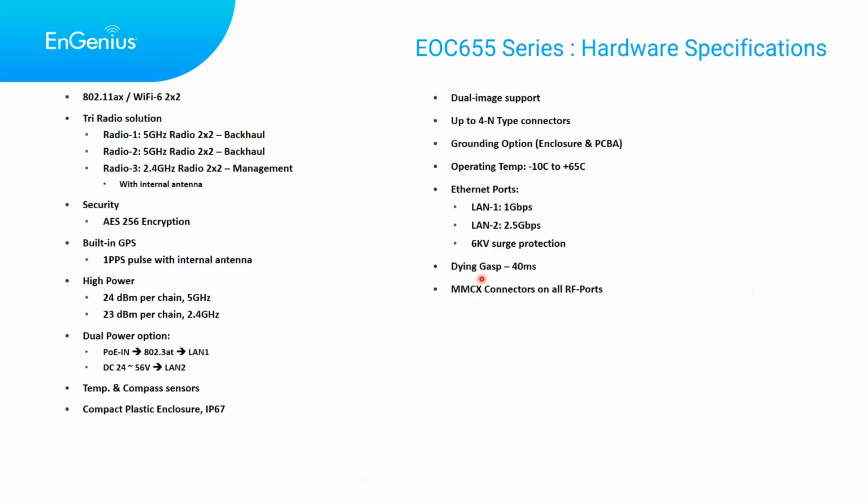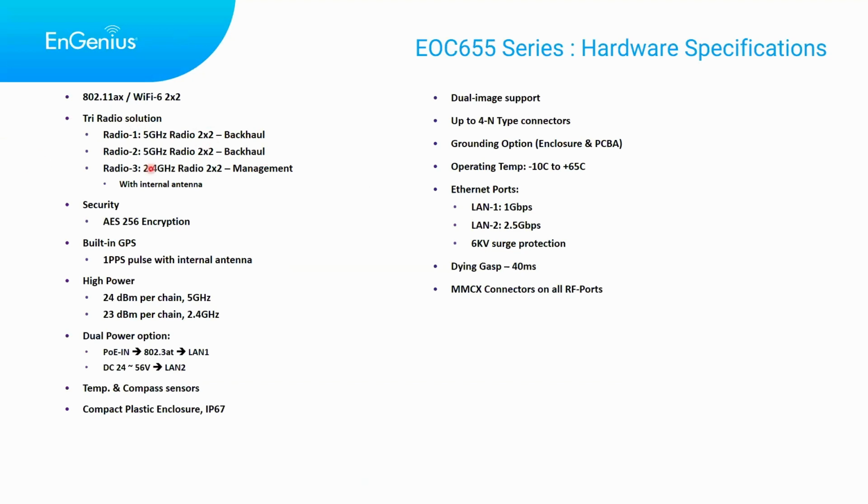So for the hardware specs, like I mentioned, it's all running Wi-Fi 6 for the current EOC 655 series. In the future, we plan to launch Wi-Fi 7 and Wi-Fi 6E as well. Maybe sometime next year or maybe end of the year. But now our focus is on the Wi-Fi 6 backhaul. It's triple radio, so you have your 2x2 5 GHz radio for radio 1. Radio 2 is 2x2 as well.